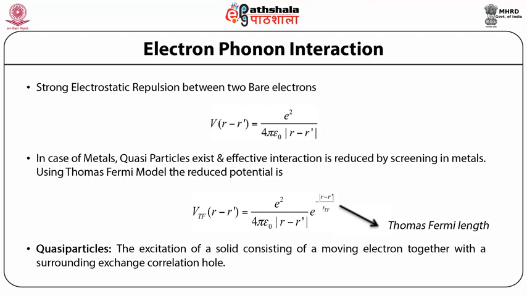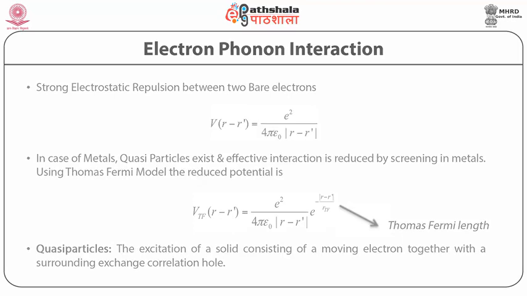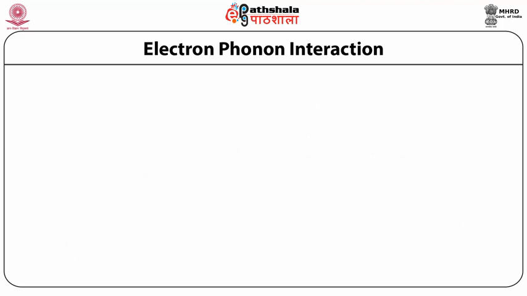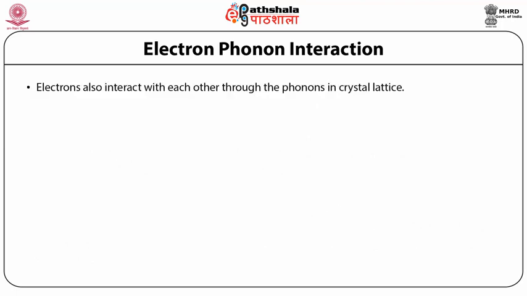And what are the quasi-particles which we are talking about here? These are the excitations of a solid consisting of a moving electron together with a surrounding exchange correlation hole. Okay, so this is the quasi-particle we are talking about. So continuing with the concept of electron-phonon interaction. Now the electrons also interact with each other through the phonons in the crystal lattice. Earlier we saw the direct electron-electron interaction through the Coulomb potential, but an electron can interact with another electron through the crystal lattice.